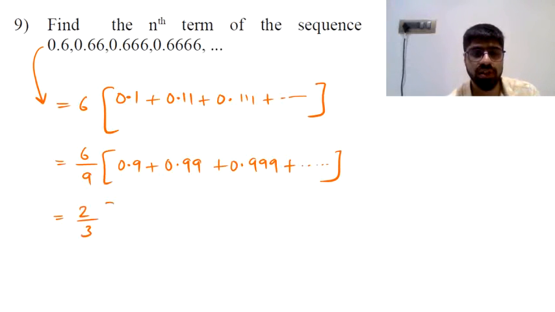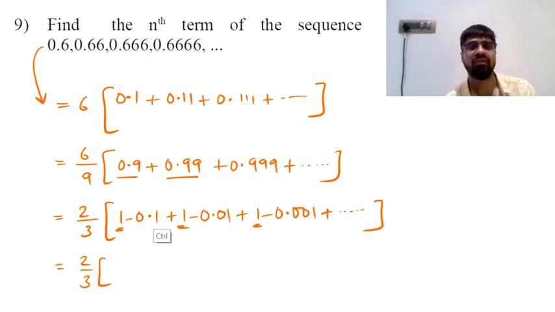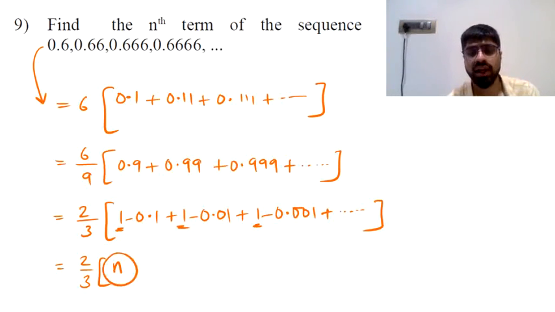6 by 9 will be 2 by 3. 0.9 will be written as 1 minus 0.1. 0.99 will be written as 1 minus 0.01, plus 1 minus 0.001, and that keeps on continuing, keep in mind, up to n terms. So this will be 2 by 3 times 1, 1, 1. That is going to get added n number of times. That's because we had n number of terms here, and from every term we are going to have 1 coming one time. So from n terms, if we are getting a 1 from each term, then there are n number of 1s that we have. And when we add n number of 1s with each other, we get an n. So 1 plus 1 plus 1 n times is going to give you the n here.